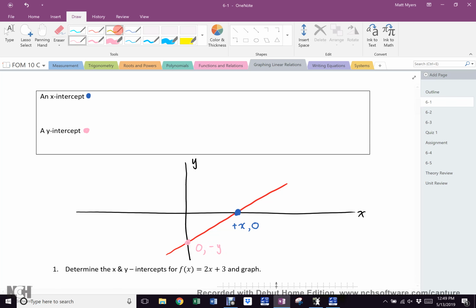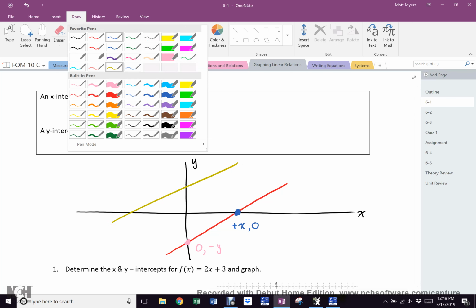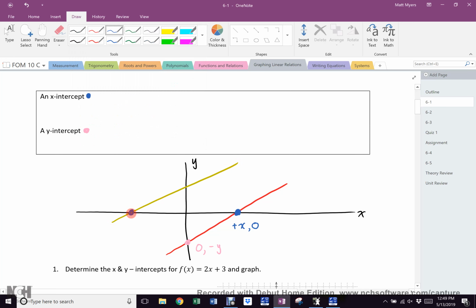Now, what if I drew that line? What would the x-intercept be? Negative x, 0, right? And what would the y-intercept be? 0, positive y, yes? Now that should tell you something.